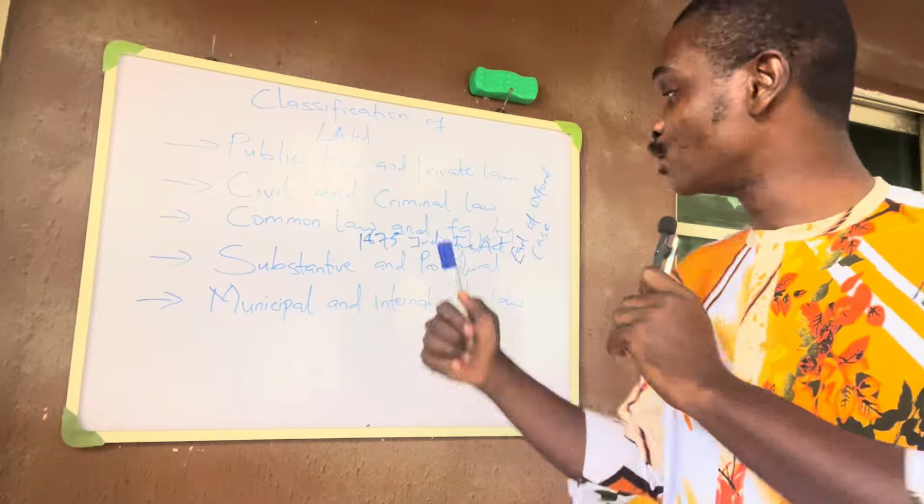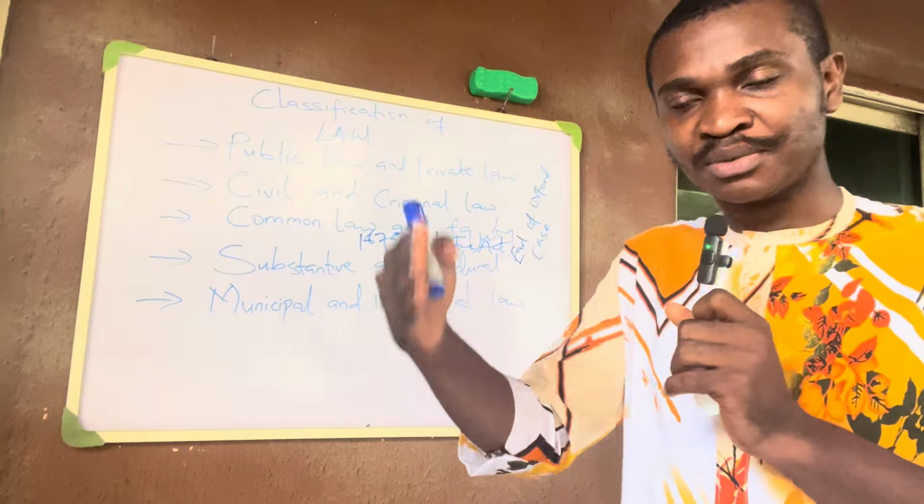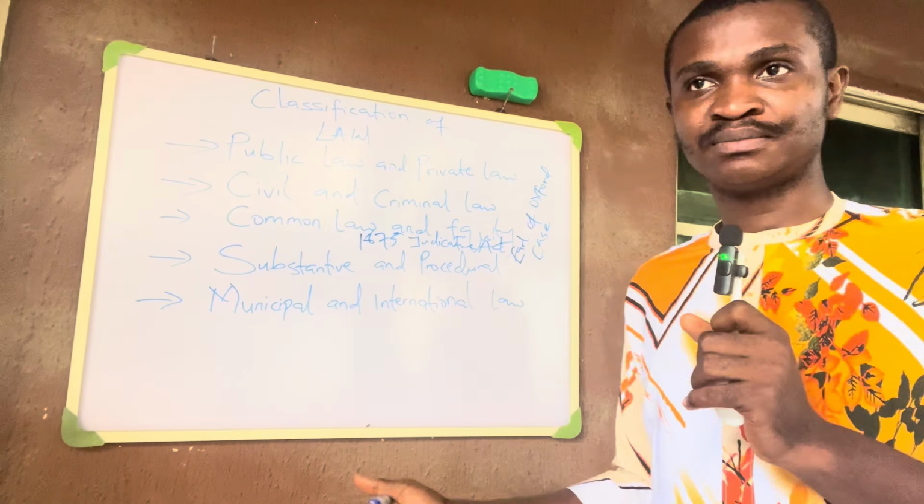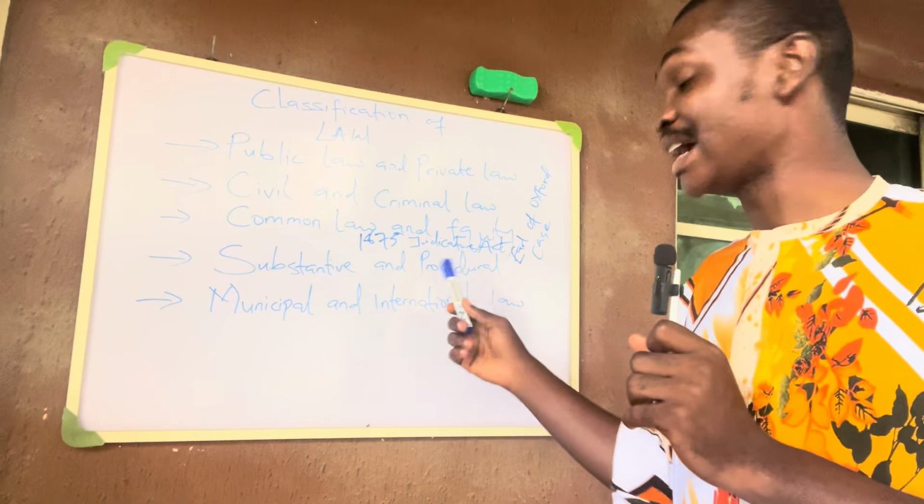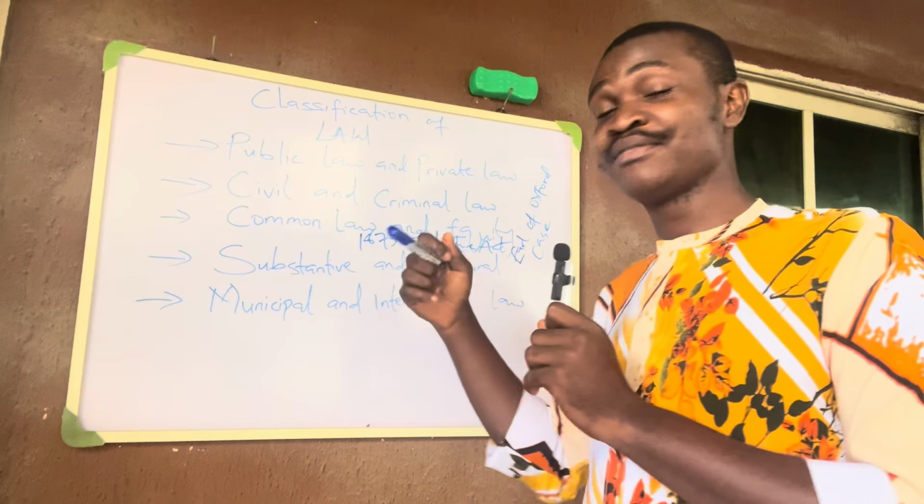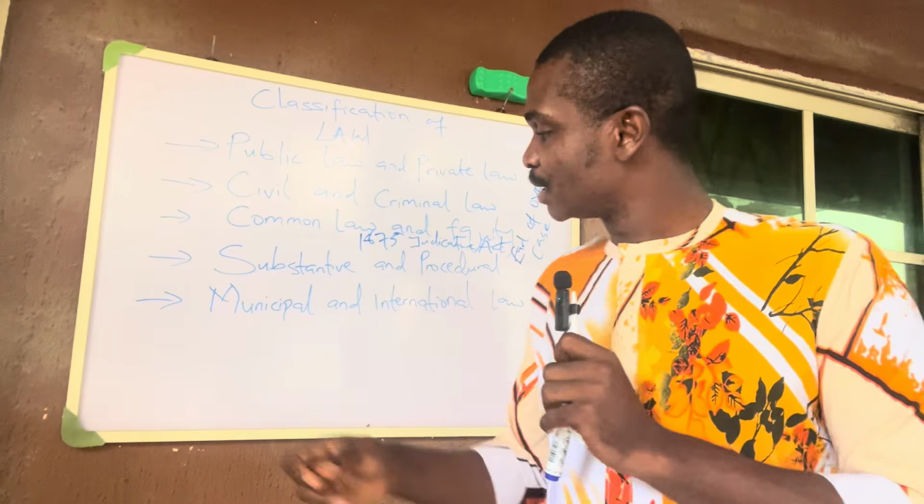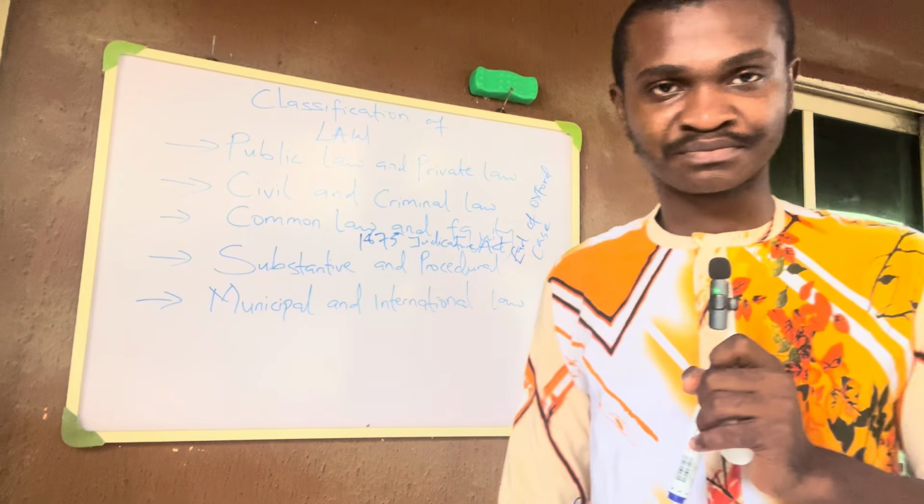Other procedural laws are laws like the Administration of Criminal Justice Act. Then we have the Administration of Criminal Justice Laws of different states. Civil procedure rules, so High Court civil procedure rules. We have the Supreme Court procedure rules. We have the Court of Appeal rules and all that. So that's procedural law.